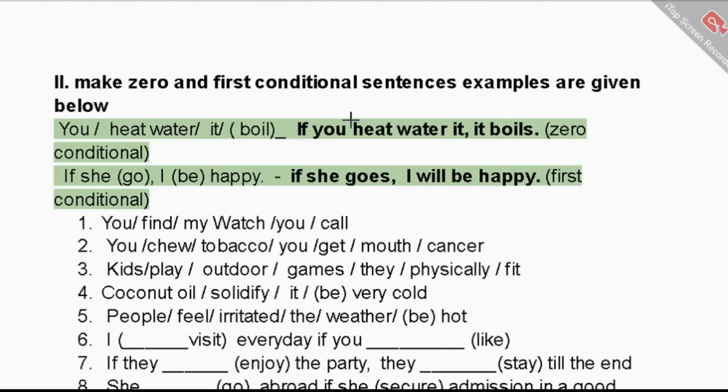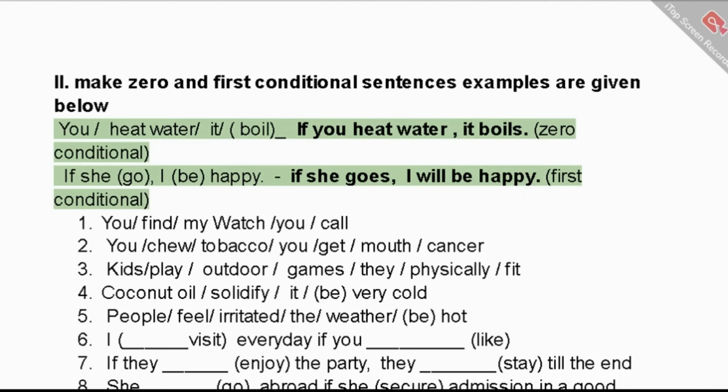So here we have the possible one. You can see one more thing: you need to put a comma if you are starting your sentence with an if conditional. After the if clause you need to put a comma before starting the new clause. So it's a zero conditional because here you have simple present plus simple present. Now, she go, I be happy: if she goes, I'll be happy. This is the first conditional.